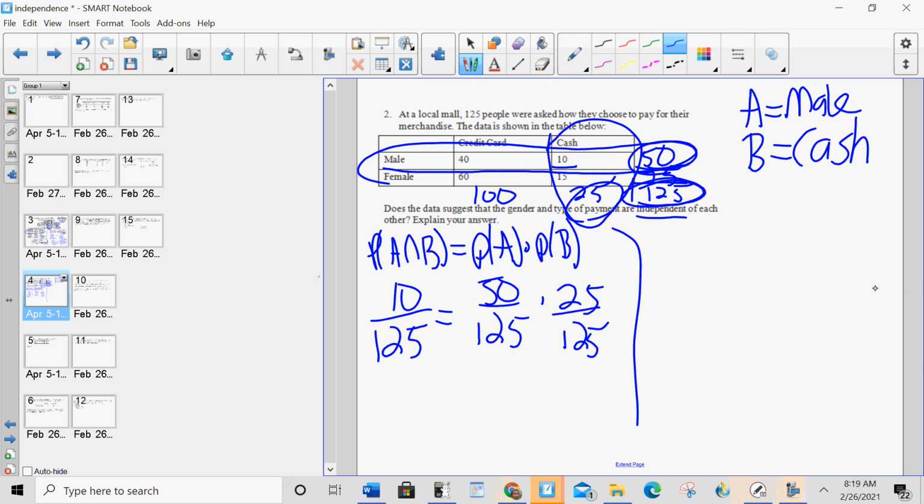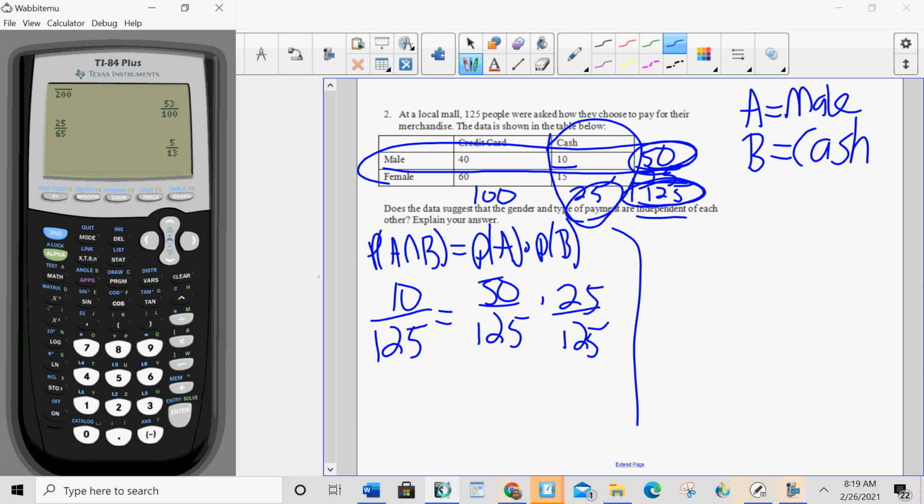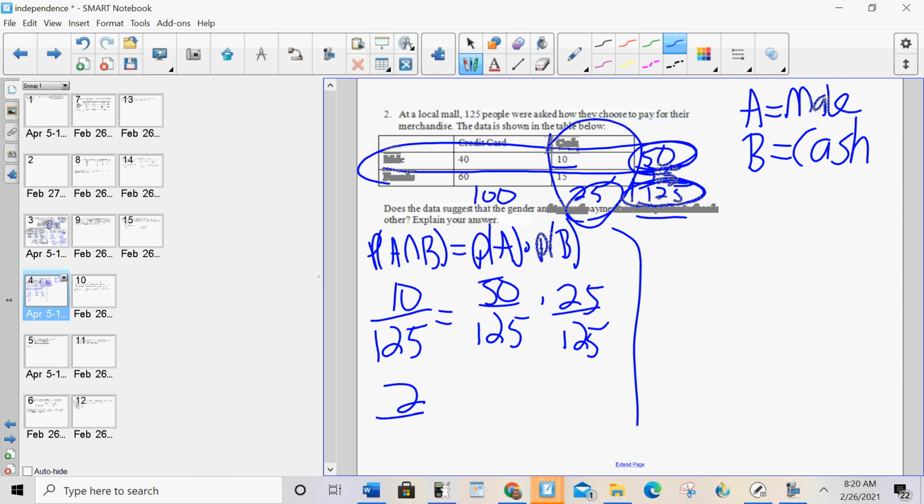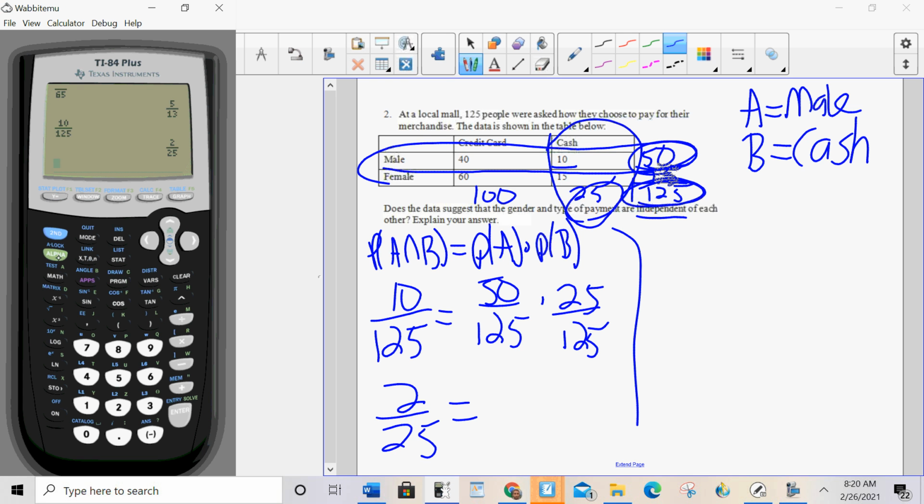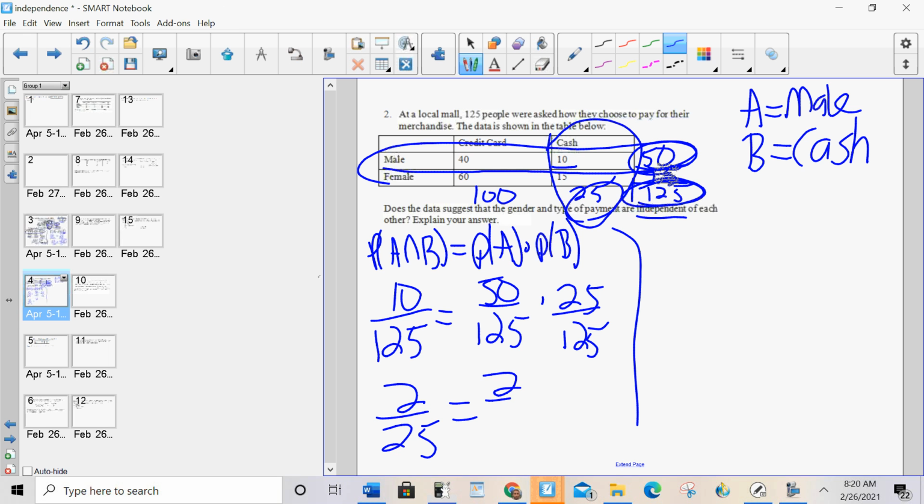So now I'm going to type in the left-hand side. 10 over 125 is 2 over 25. Alpha y equals enter, 50 over 125 times alpha y equals enter, 25 over 125, 2 over 25. They're equal. That means they're independent.